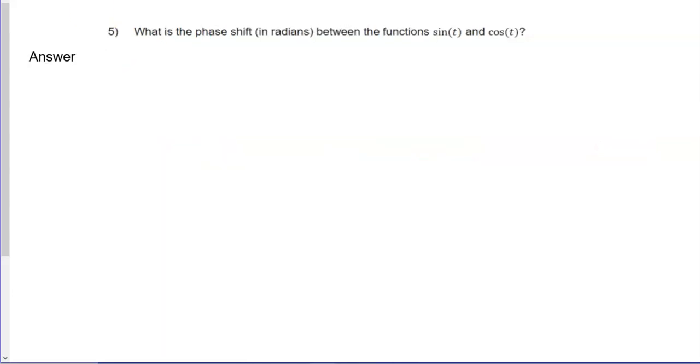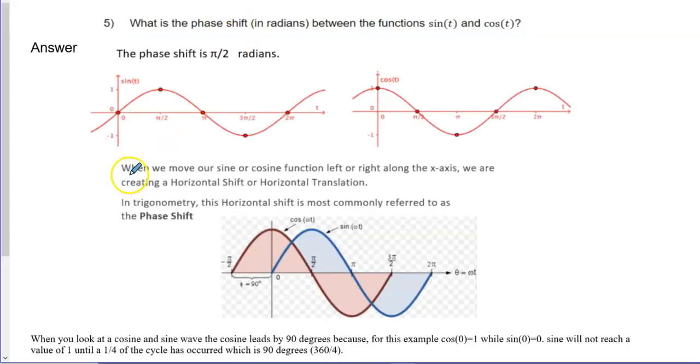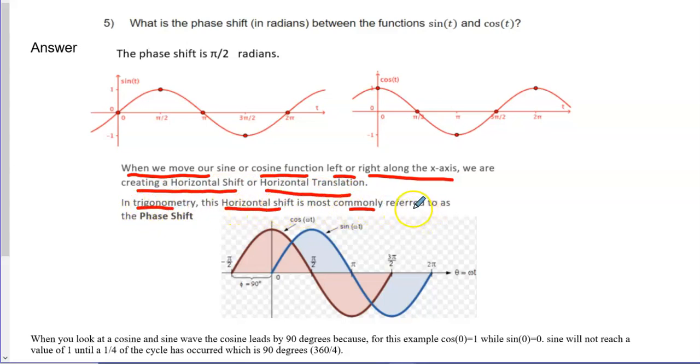What is the phase shift in radians between the functions sine t and cosine t? Think about this and pause the video. After that, we'll take the answer together. When we move our sine or cosine function left or right along the x-axis, we are creating a horizontal shift or a horizontal translation. In trigonometry, this horizontal shift is commonly referred to as the phase shift.